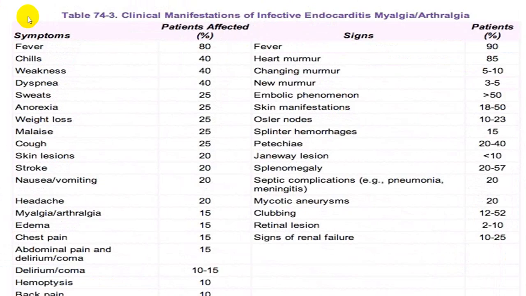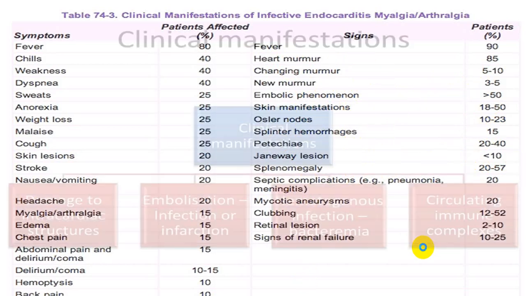You can see here the most common symptoms are fever, chills, weakness, dyspnea, anorexia, weight loss. These are all clinical symptoms and signs. Headache, myalgia, all those symptoms and signs. As far as signs are concerned: fever, cardiovascular murmur, particularly changing murmur, then new murmur, embolic phenomena, Osler's node, petechial hemorrhages, splinter hemorrhages, Janeway's nodes, splenomegaly, all those clinical symptoms and signs. So do look for all these signs, they are important.